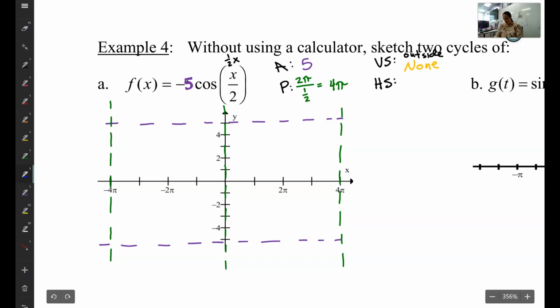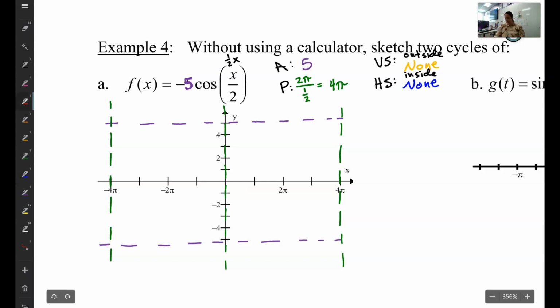Last one, horizontal shift. Horizontal shifts are always on the inside, adding or subtracting on the inside. We don't have anything in there, so none. If you did, you would just take your green period lines and shift them either direction, and then erase the originals.